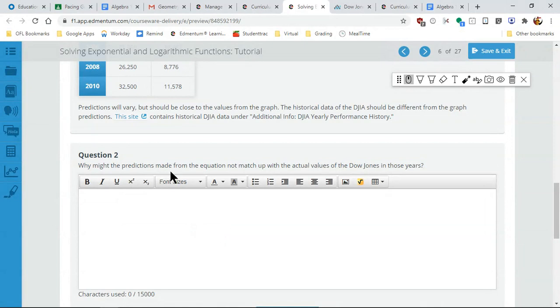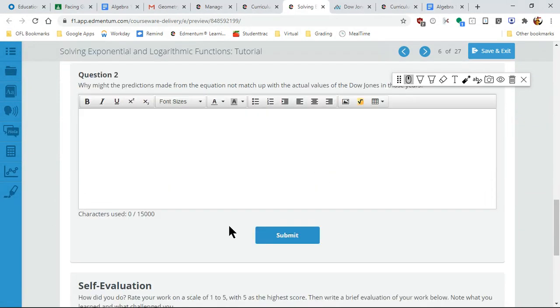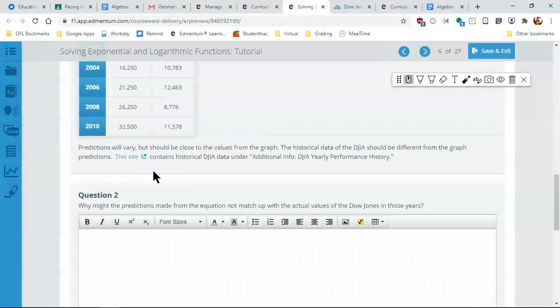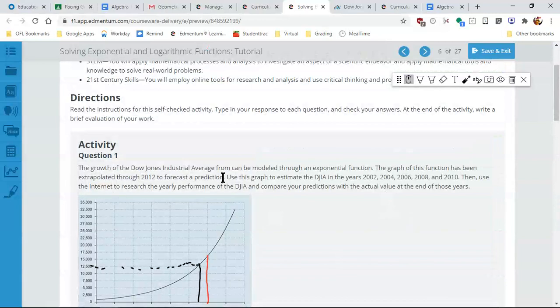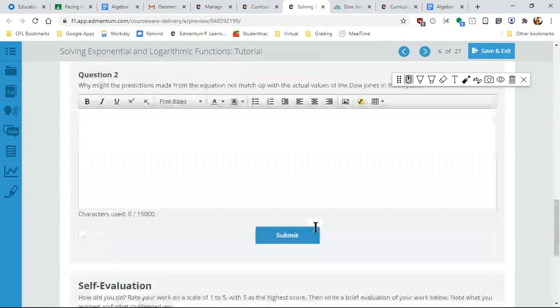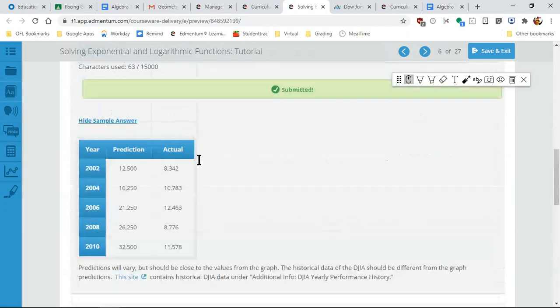So now, why might the predictions made by the equation not match the actual values of the Dow Jones? So here, oh wow, we didn't even do the 2012 one. So what was the point of mentioning 2012? We might do that in a separate activity. Why might they not meet it?